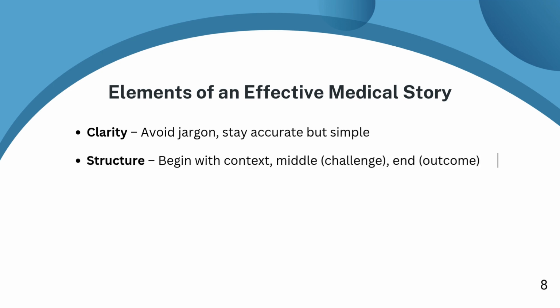Structure. Next is structure. Every effective story has a flow. Start with the beginning. Set the context. Then move into the middle. Highlight the challenge or the decision point. And finally, land on the end. What was the outcome or the impact? This three-part structure keeps your story tight, organized, and easy to follow.